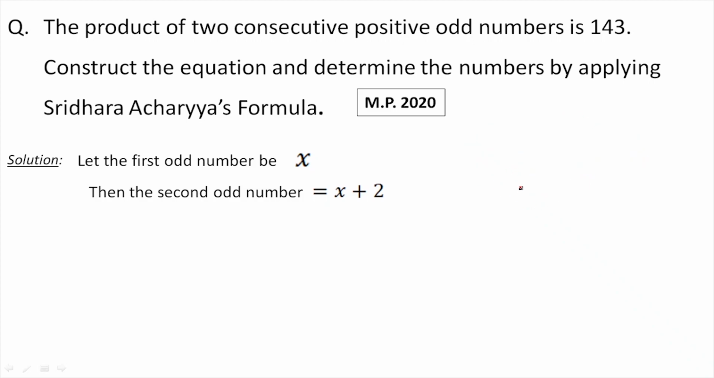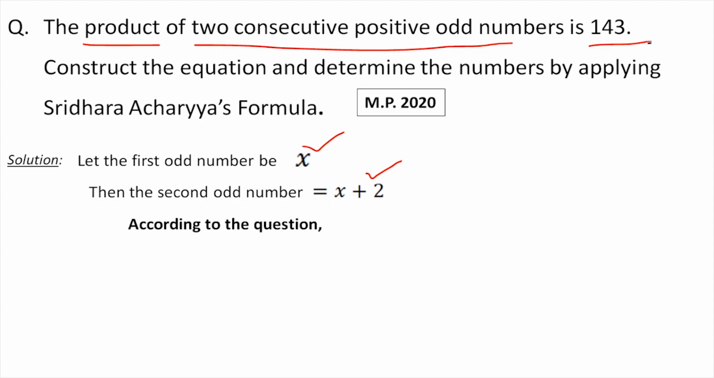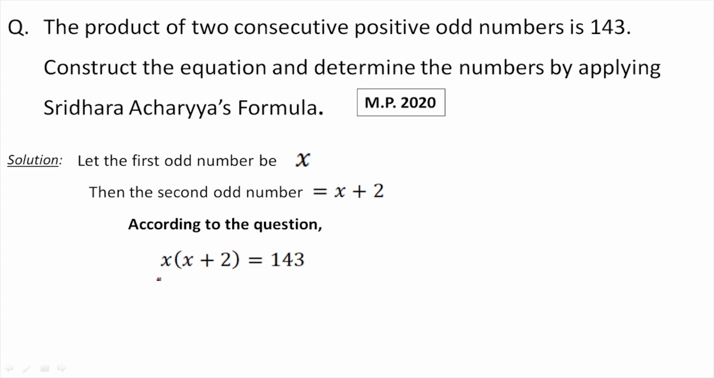Now the question says that the two consecutive odd numbers we have got to be x and x plus 2. So product, what do you mean by product? That means multiplication of these two numbers should give us 143. As simple as that. So according to the question, x into x plus 2 is 143. So we got the equation. Now we'll open the bracket. So x into x will give us x square, and x into 2 will give us 2x. So x square plus 2x is equal to 143.